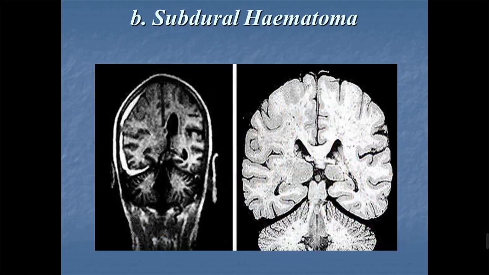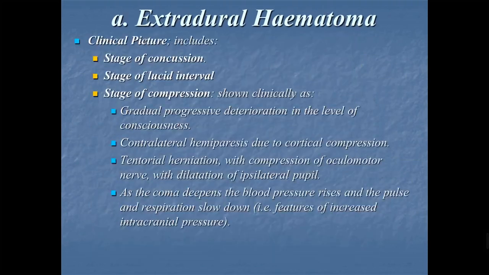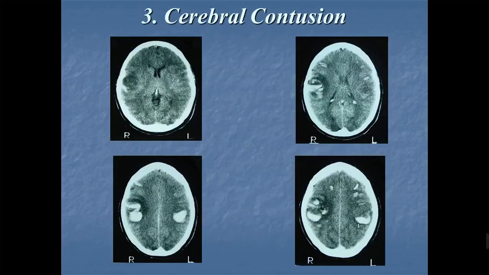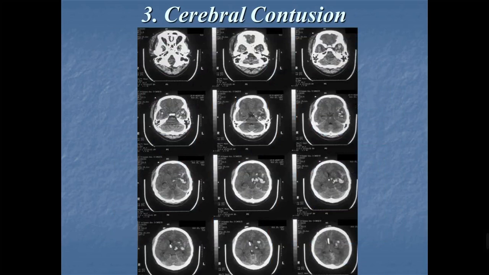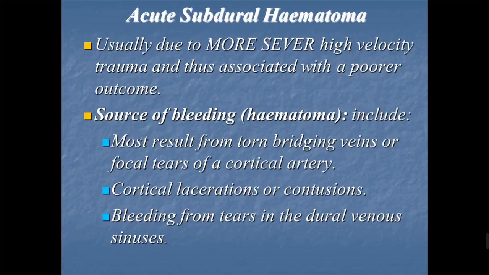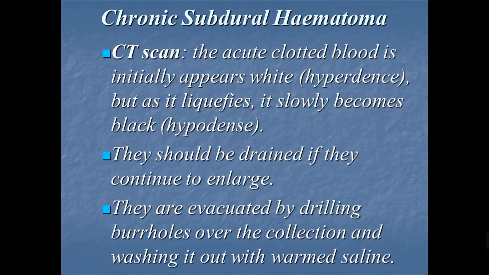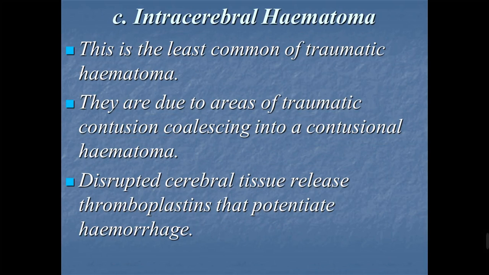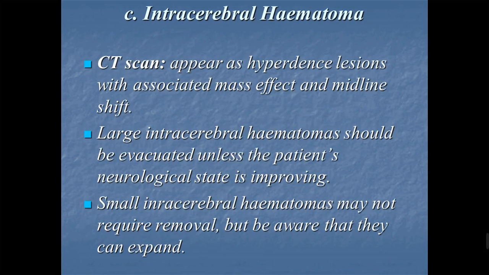If I turn back to show you the contusions, you can see this very clearly. For example, this one. These are contusions. These contusions may coalesce together and change into intracerebral hematoma. Keep this in mind. Disrupted cerebral tissue releases thromboplastin that potentiates hemorrhage and increases the amount of hemorrhage.